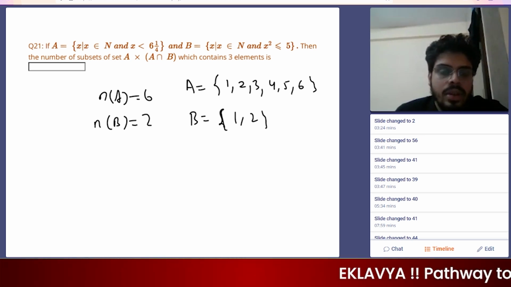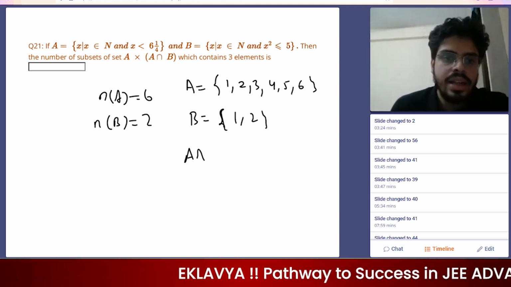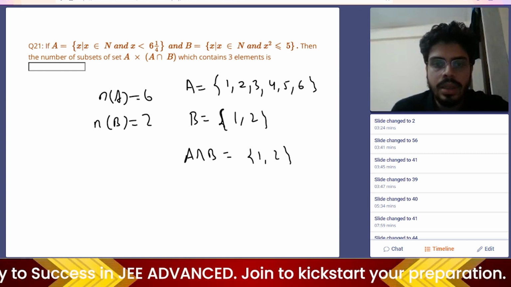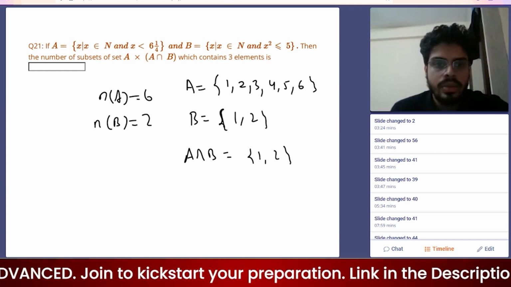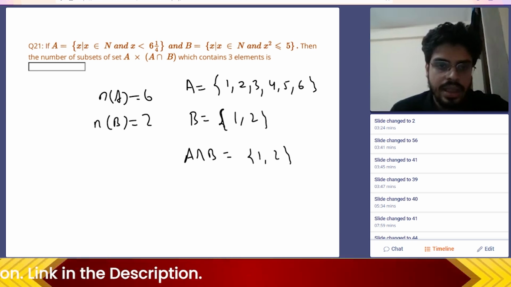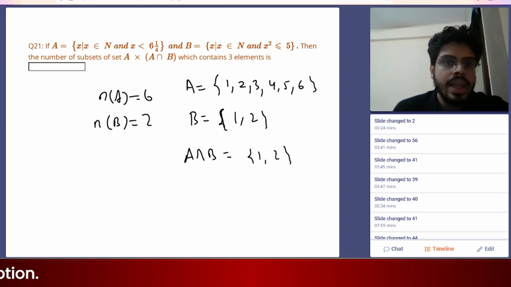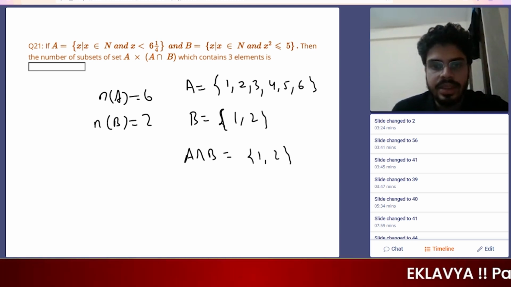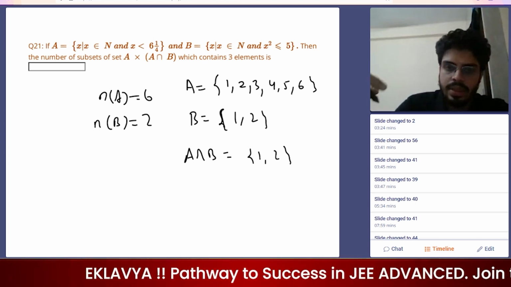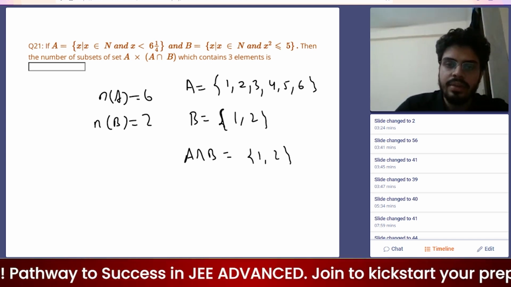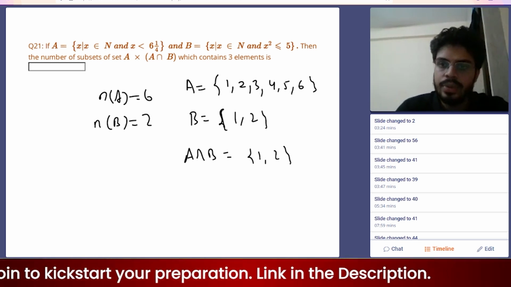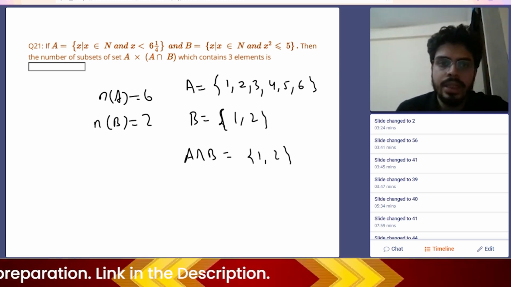Then subset of the set A cross A intersection B. So A intersection B you can find out first. That is 1, 2. So we are now making this A cross A intersection B. Here are 6 elements and here are 2 elements. So 1 1, 2 1, 3 1, 4 1, 5 1, 6 1, 6 elements like this. Similarly 1 2, 2 2, 3 2 up to 6 2, 6 elements like this. So total will be 12 elements.